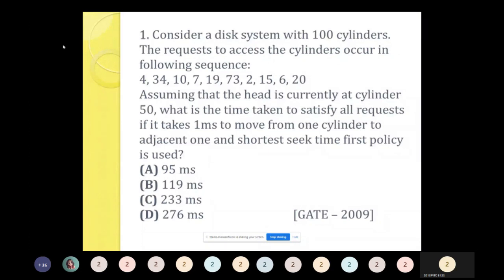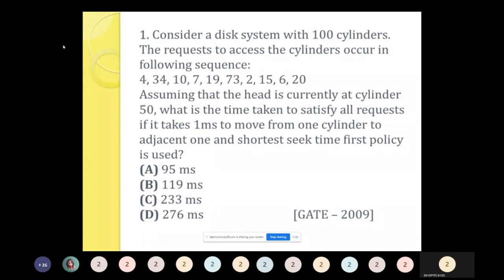Now understand the question. There are 100 cylinders and the head is on the 50th cylinder, and several requests arrive, that is 4, 34, 10. So which cylinder is served first, and which one is next?